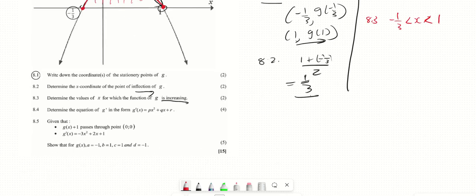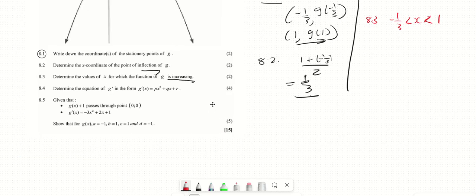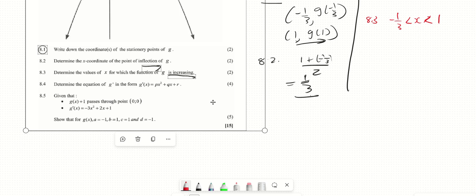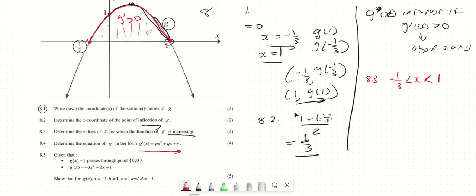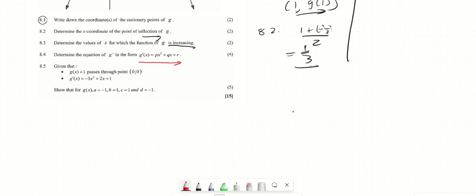Then let's look at this section, 8.4. 8.4 is saying determine the equation g prime. That depends on what we are given here. If you go back, we're given the roots here. So, given the roots, what do we do?